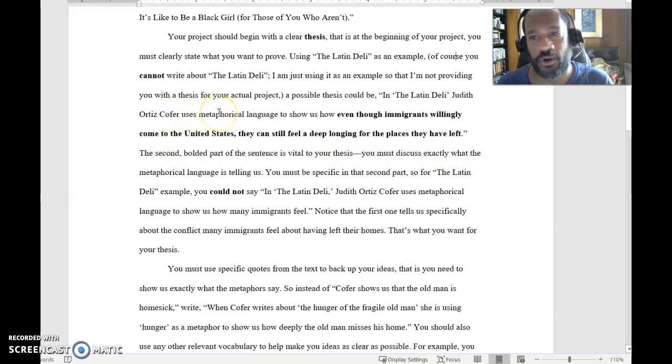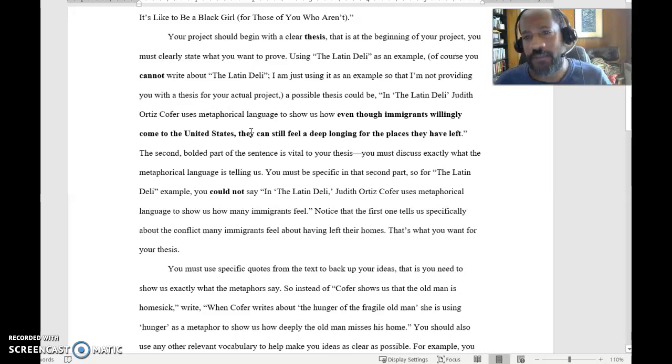So you have to mention metaphorical language. If your thesis does not mention metaphorical language, that's a big problem, because this is an essay about metaphorical language, and you better mention that in your thesis because that's what you're going to talk about. But also, equally importantly, what is it that we're supposed to be learning from that metaphorical language, right? In this case, it tells us how, as it says here in bold, even though immigrants willingly come to the United States, they can still feel a deep longing for the places they have left. So it's kind of like the big idea of the poem.